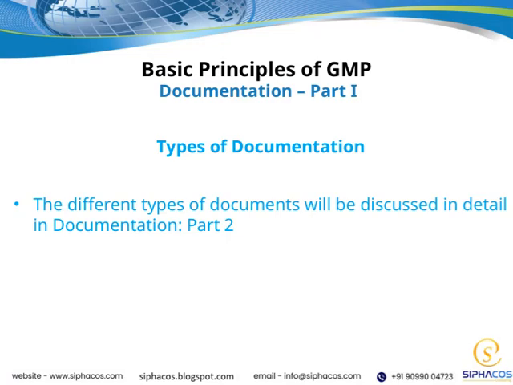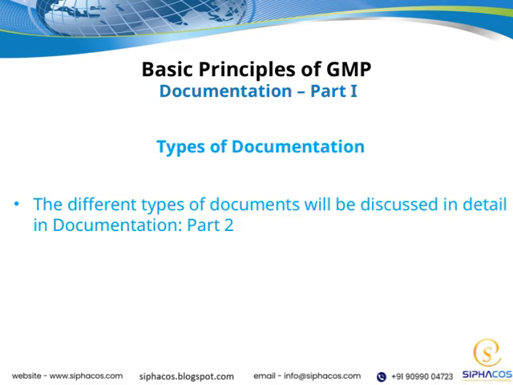Now, moving on to slide 19, let's talk about the types of documentation. As you can see, there are different kinds of documents we need to understand in the context of GMP. These will be discussed in more detail in the next part, Documentation, Part 2. For now, it's important to recognize that documentation is a critical component of GMP because it ensures consistency, traceability, and accountability in all our processes. This slide is also part of our broader discussion on basic principles of GMP, specifically focusing on documentation, Part I.